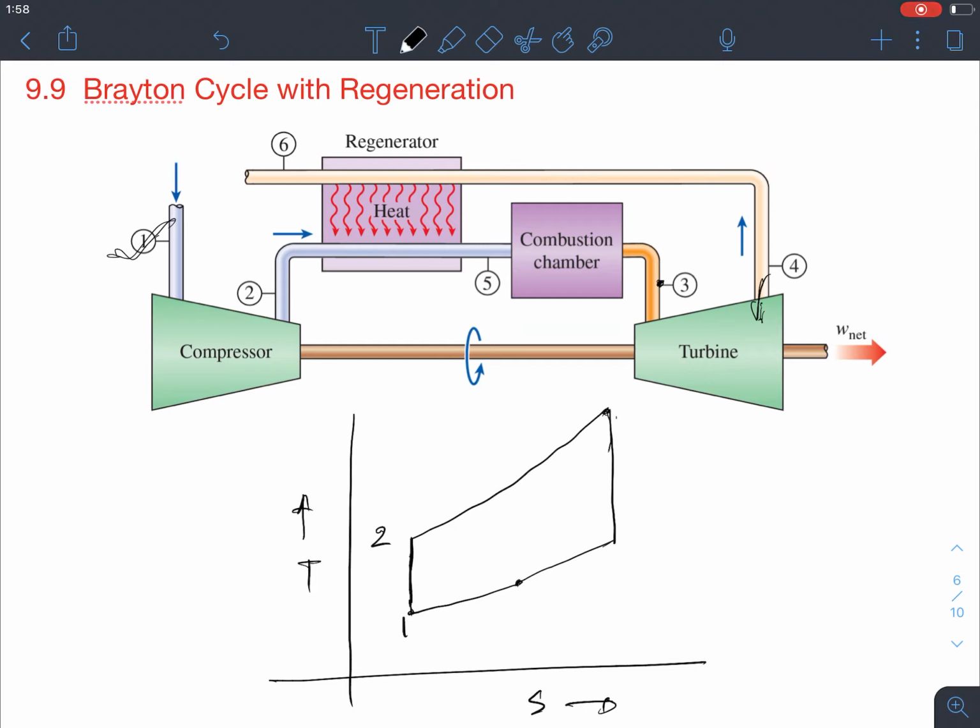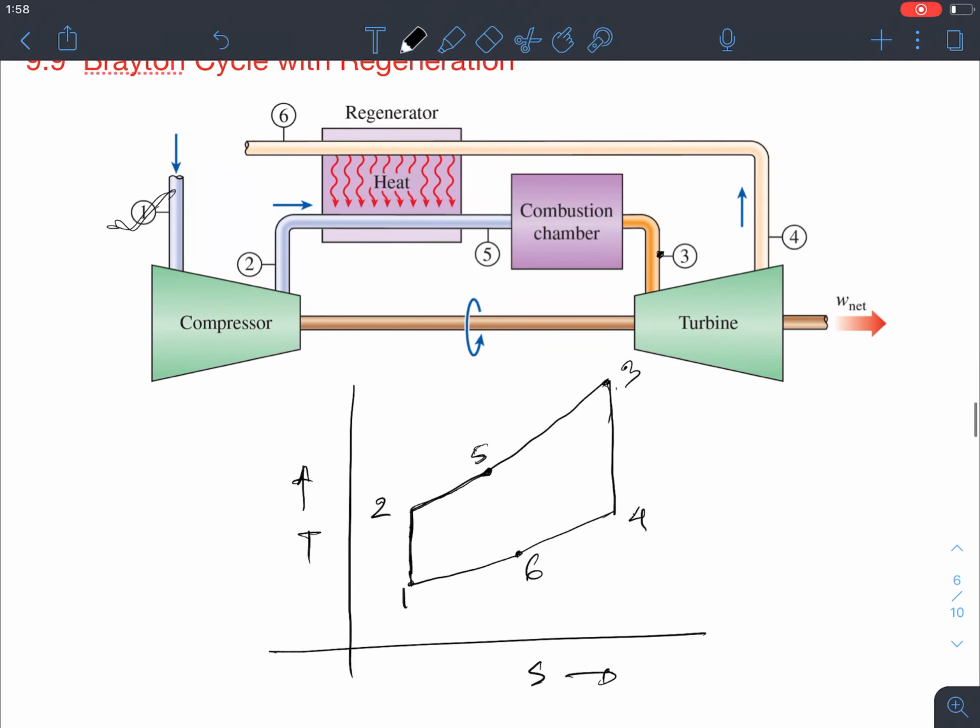Now what is happening in between 2 to 3 is that the regenerator is rejecting heat, and that heat is absorbed by the compressor output, right? So the temperature is increasing, and then it's going to point 5. So it will be 3, and then 4 and 6, right? This is the TS diagram.